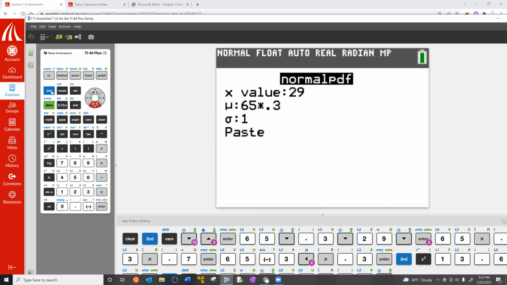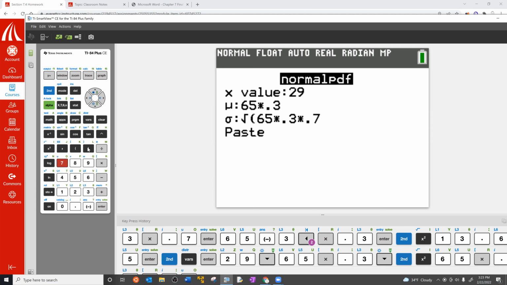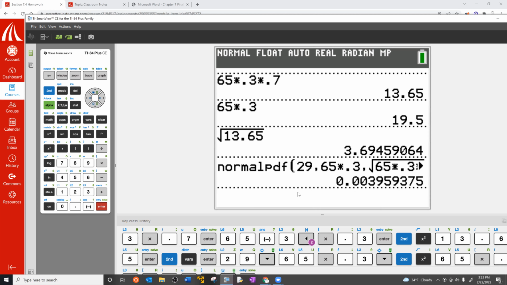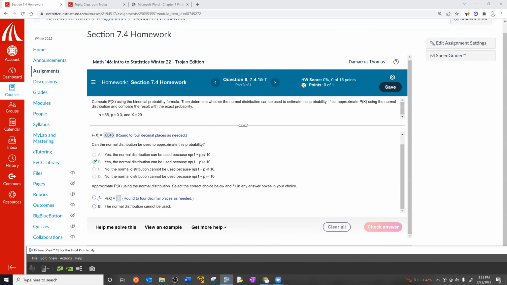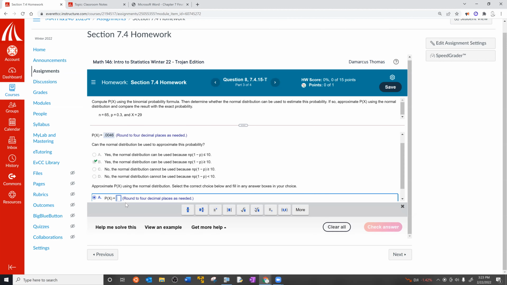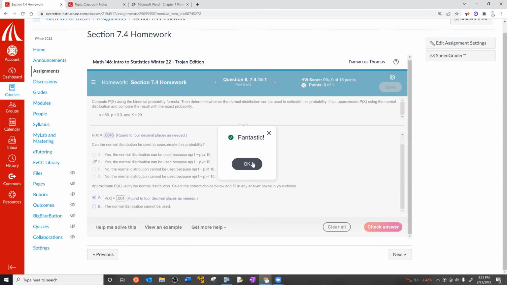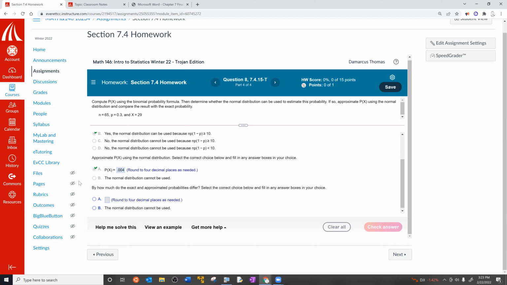And the deviation was the square root of, and we're getting 0.0039, which makes 0.004 if we were to round it. So it actually worked, luckily. Oh, and we're not done.